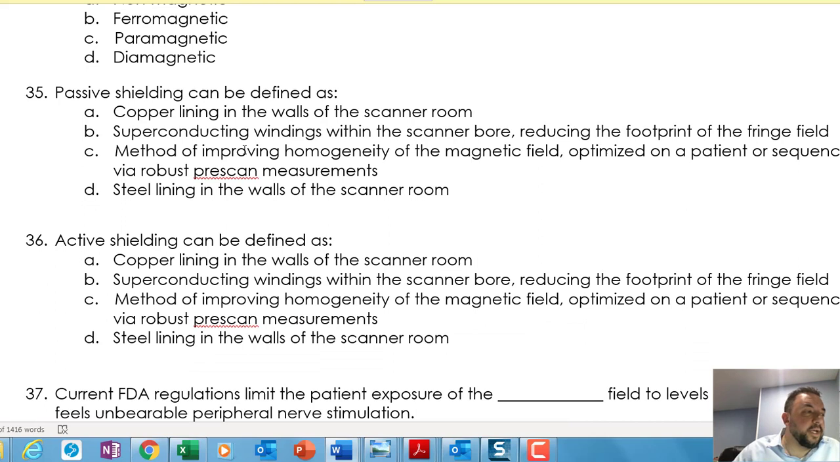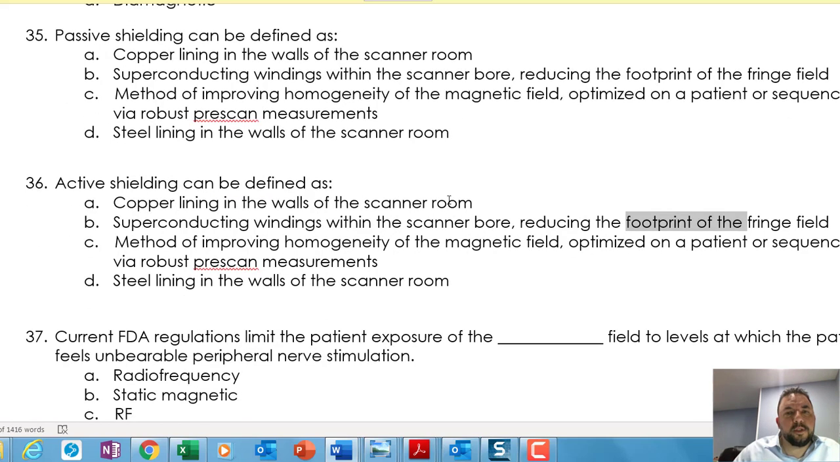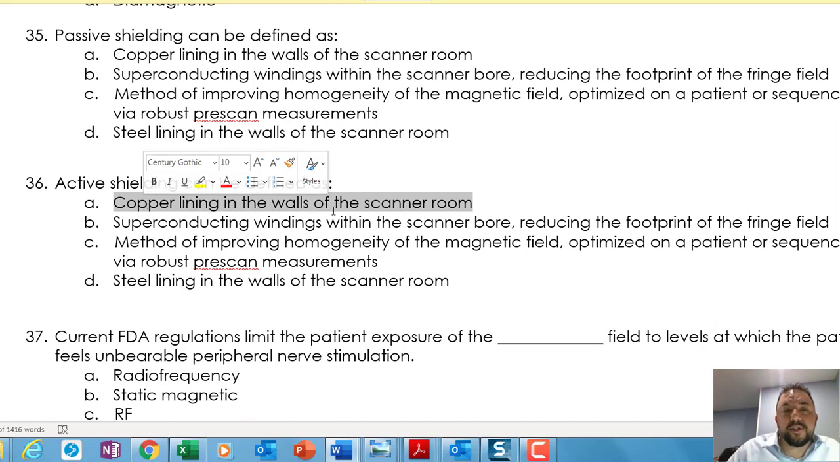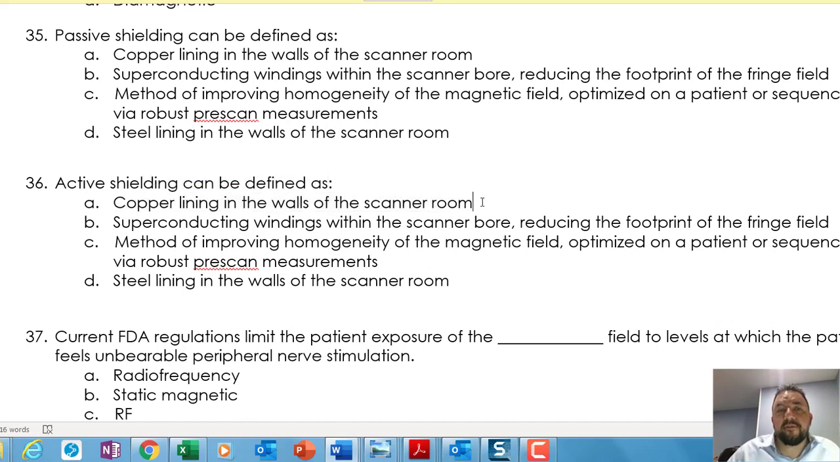Passive shielding can be defined as steel lining in the walls of the scanner room. Active shielding is superconducting windings within the scanner bore, reducing the footprint of the fringe field. What is copper lining in the walls of the scanner room? That is a method of RF shielding, also known as the Faraday cage, the integrity of the copper lining around the walls of this MR scan room.